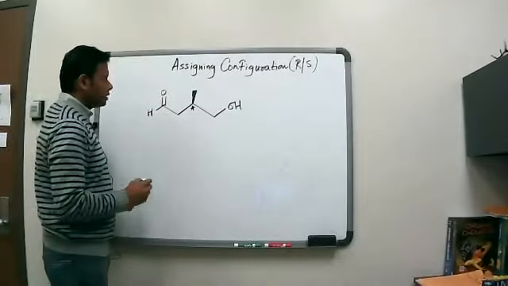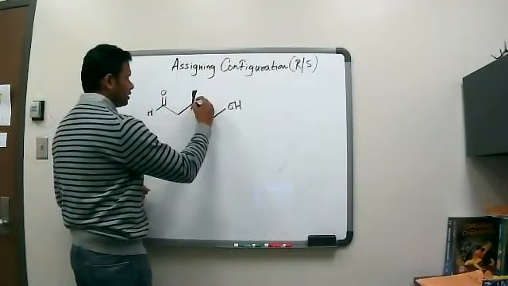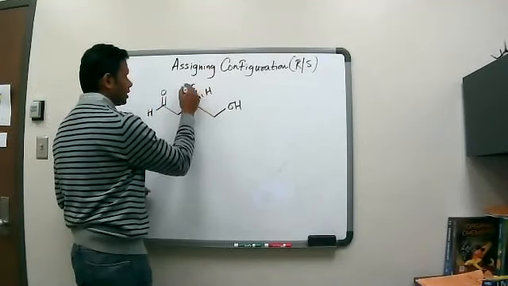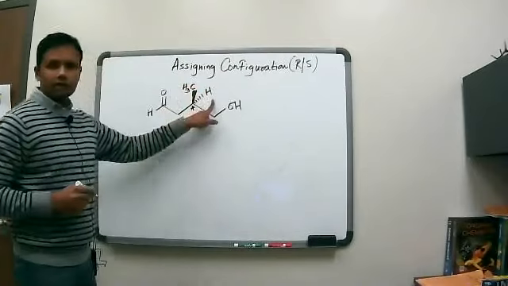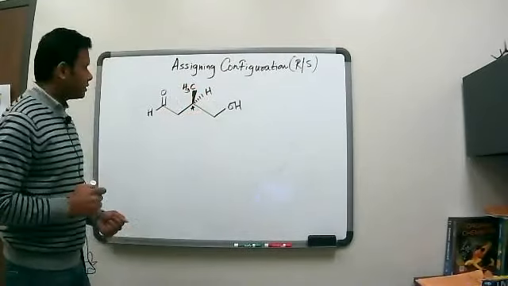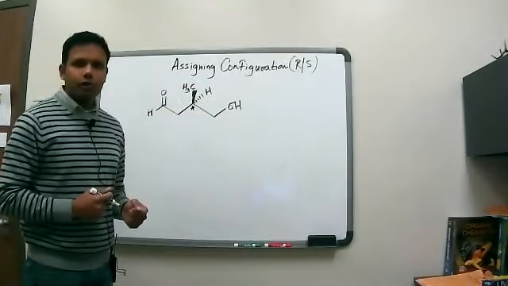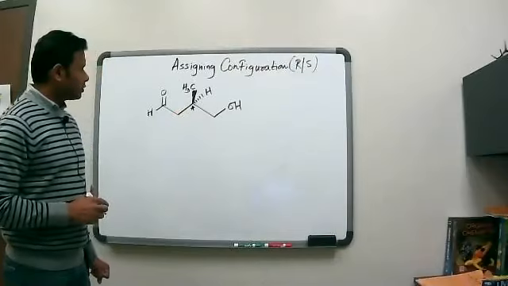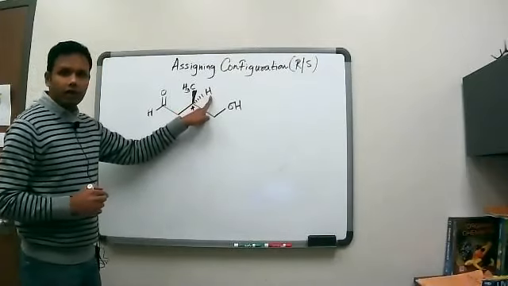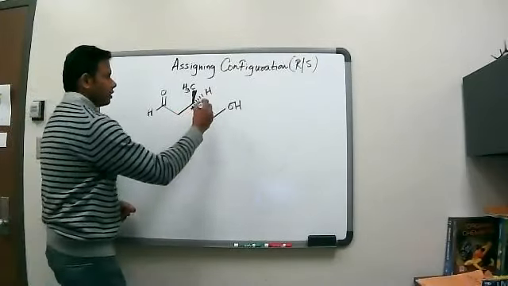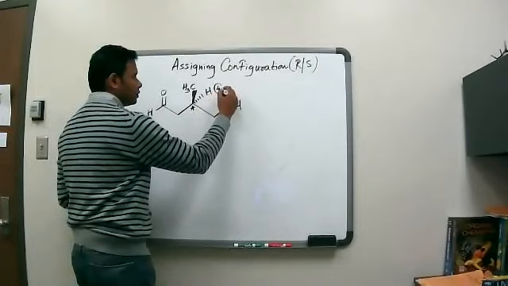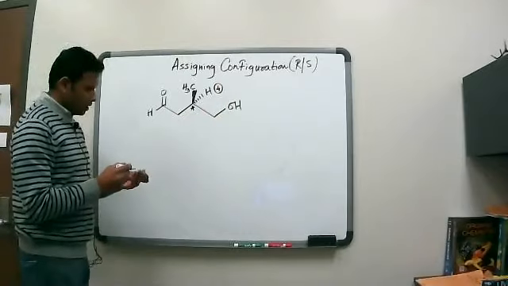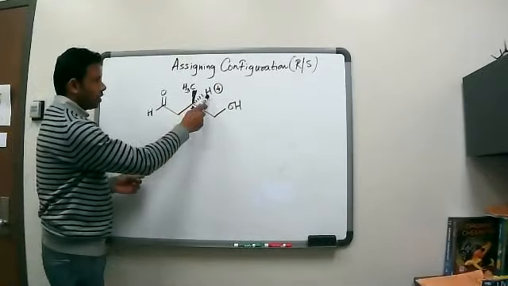So if we start here, again, to keep it simple, I've put the lowest priority group, which is the hydrogen, on the dash. Remember, the first thing that we do is assign priorities to all the groups that are connected to the chiral center. In this particular case, since we have a hydrogen here, we can put that as the lowest priority. So that's 4.